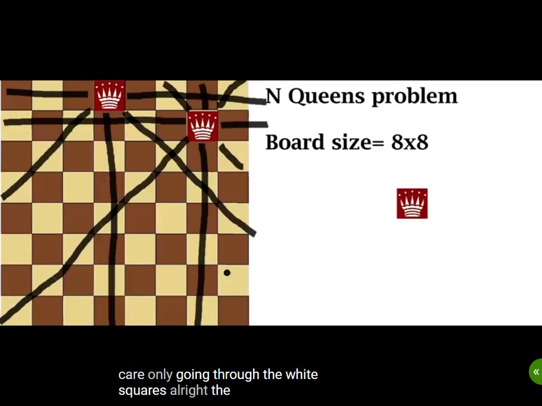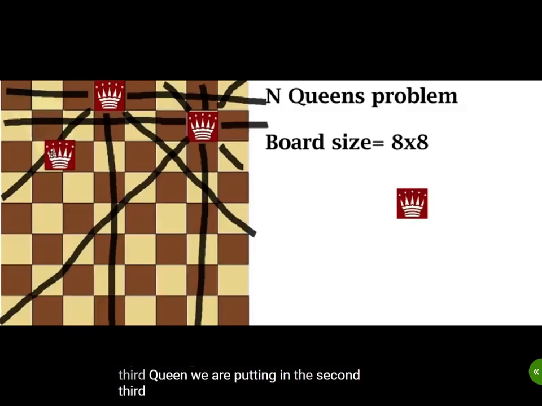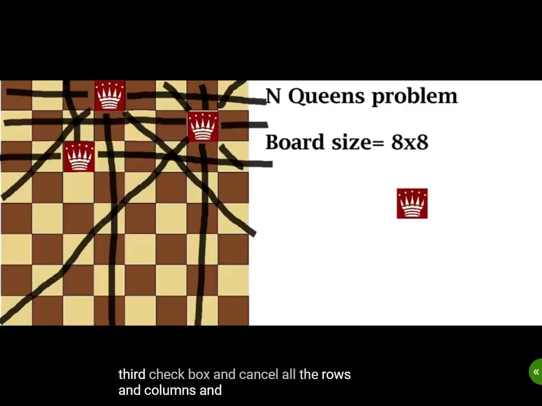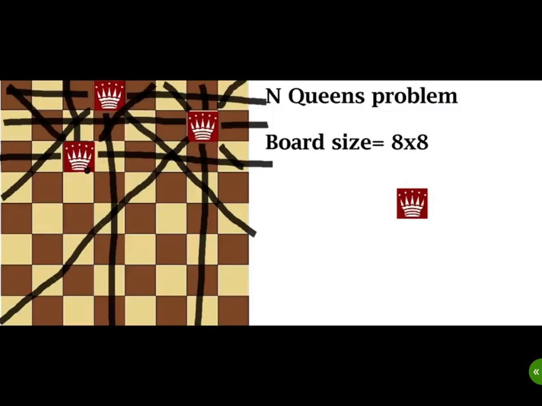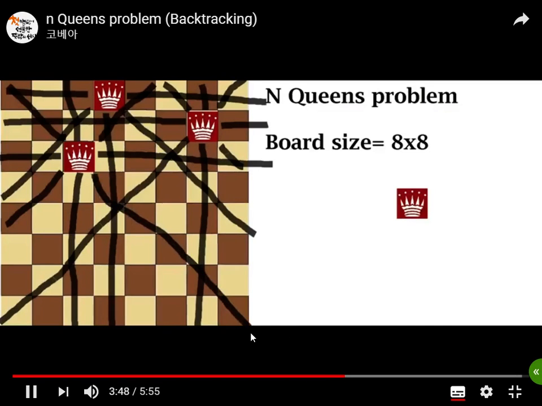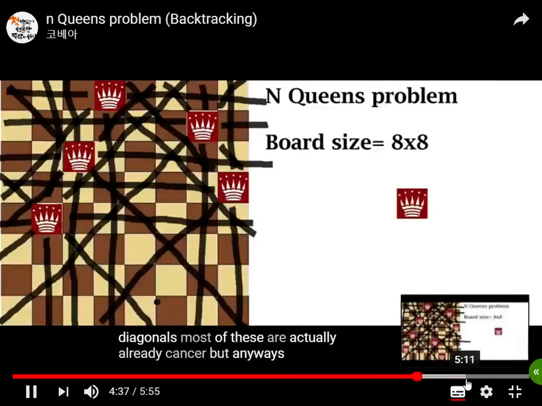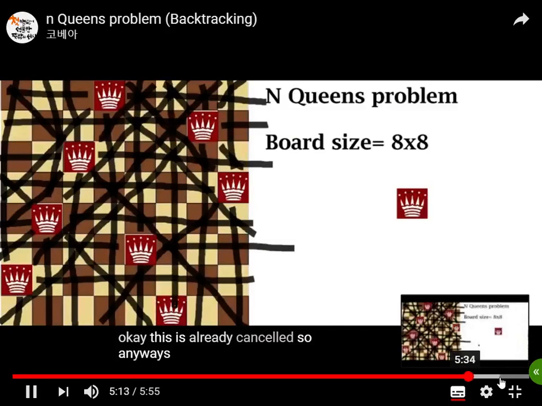Alright. The next one is the third queen. We are putting it in the third checkbox, and cancel all the rows and columns and diagonal. Okay, wait, this is wrong. Anyways, this is already cancelled, so anyways, 8 by 8.